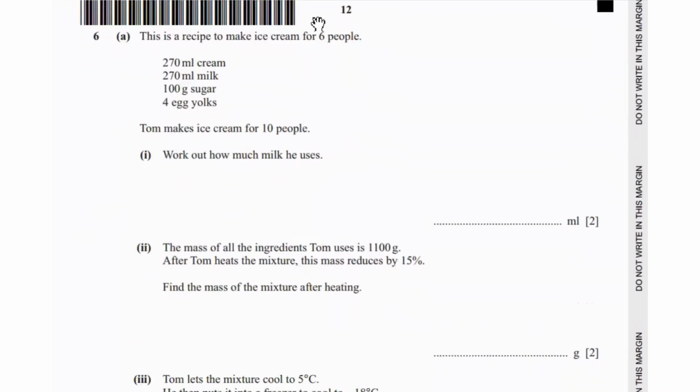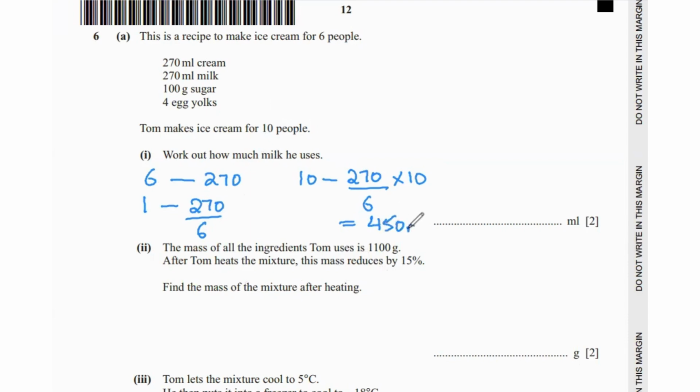Question 6 says this is a recipe to make ice cream for 6 people. 270 ml cream, 270 ml milk, 100 grams of sugar, 4 egg yolks. Tom makes ice cream for 10 people. Work out how much milk he uses. So if for 6 people, he's using 270 ml of milk. For one person, it's going to be 270 divided by 6. And then for 10 people, it's going to be 270 divided by 6 times 10, which will give us the answer of 450 ml.